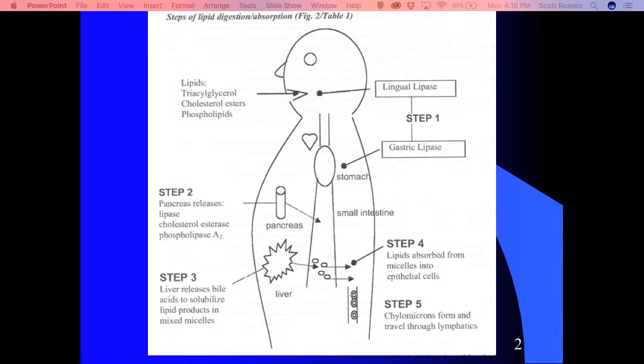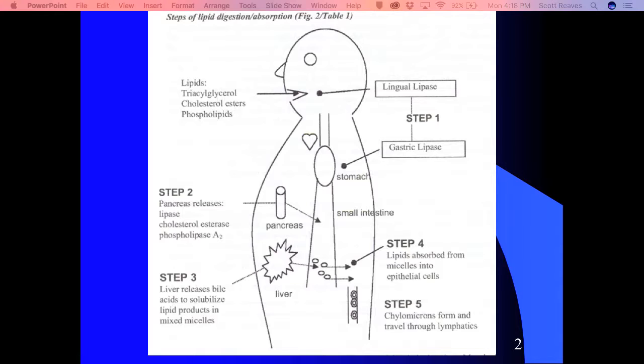But of those 3, which one's most common? Triacylglycerols, which is the same as triglycerides. That's about 95% of our dietary lipids. The other 2 categories make up approximately the remaining 5. So we're going to focus on those as we go through these steps.